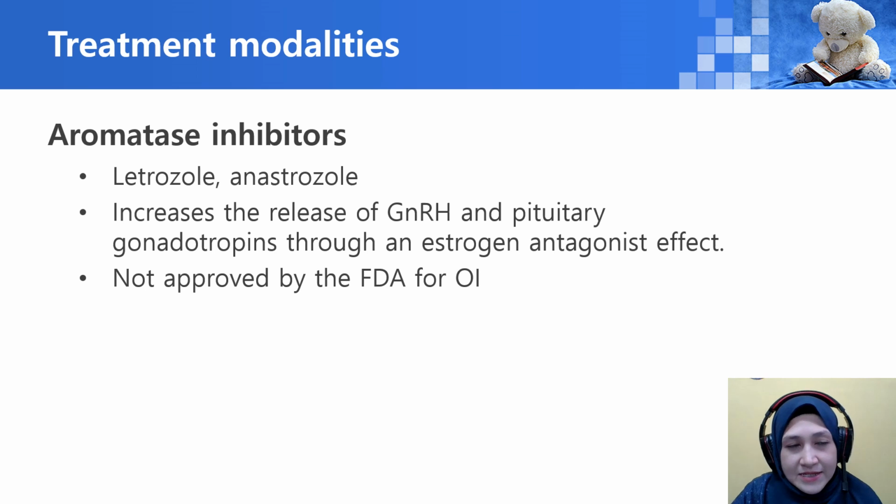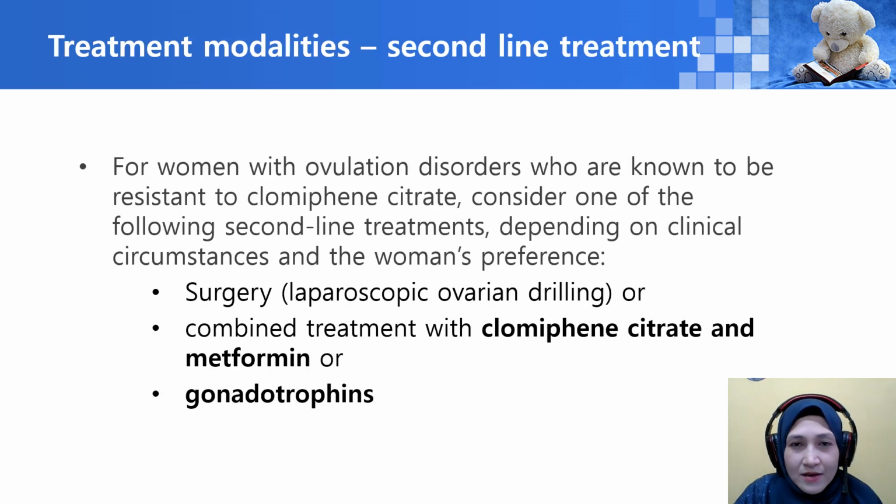And other treatment modalities are aromatase inhibitors, for example, letrozole and anastrozole. You can read about the mechanism of action. It also increases the release of GnRH, but it is not yet approved by the FDA for ovulation induction. Sorry. And the second line treatment for the woman with ovulation disorders is surgery or combined treatment of clomiphene citrate and metformin, or gonadotropins.